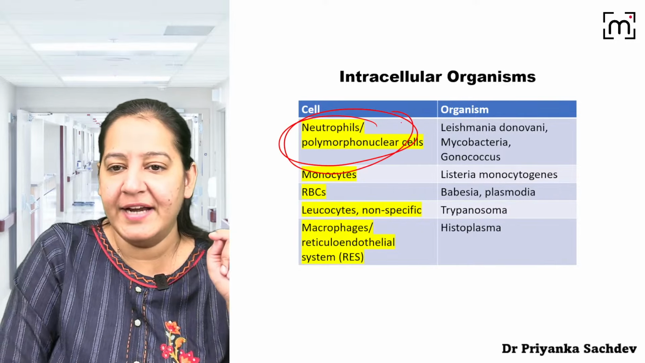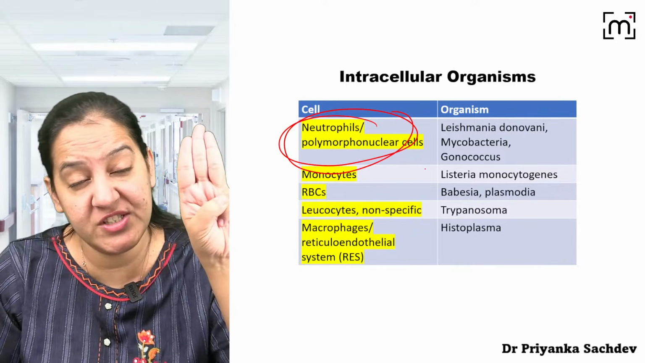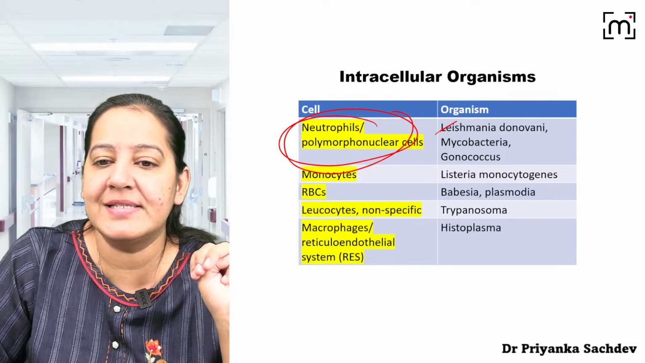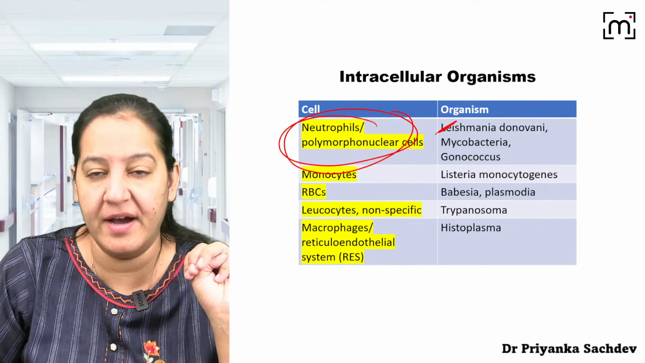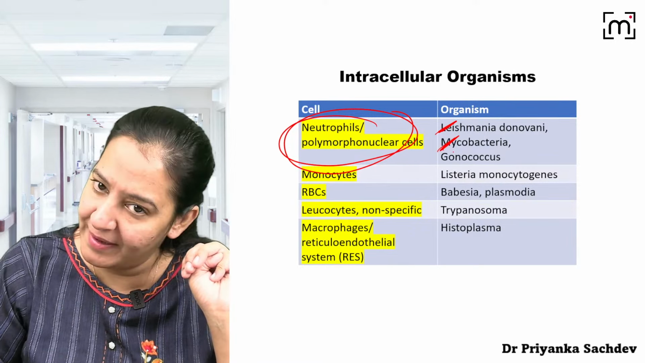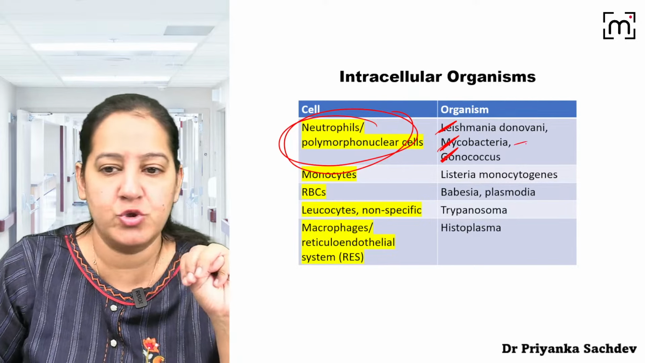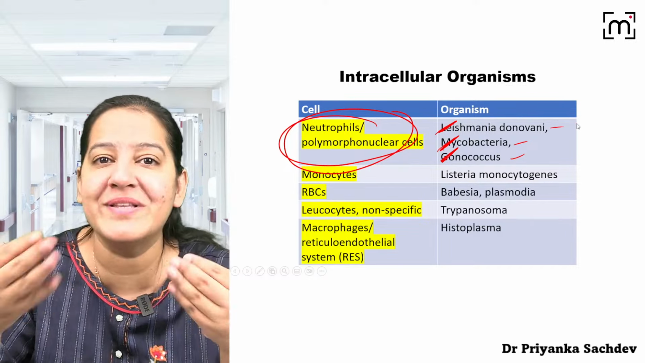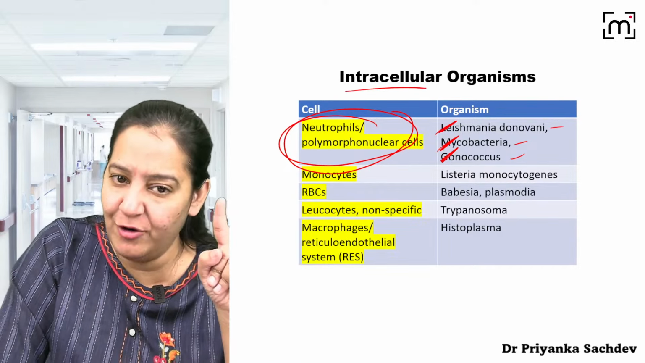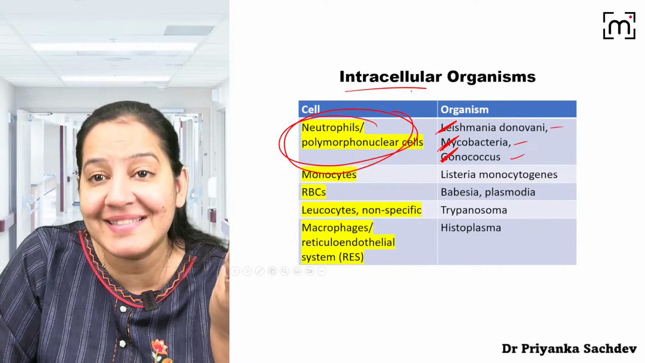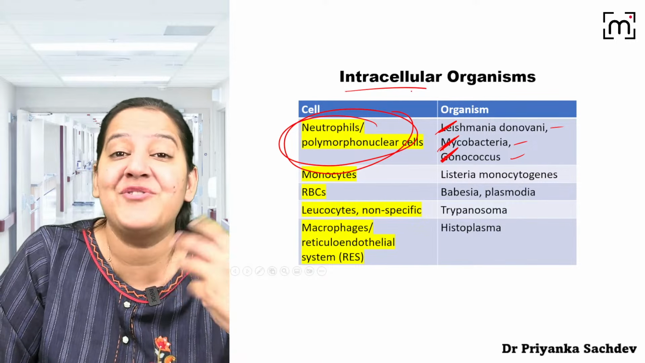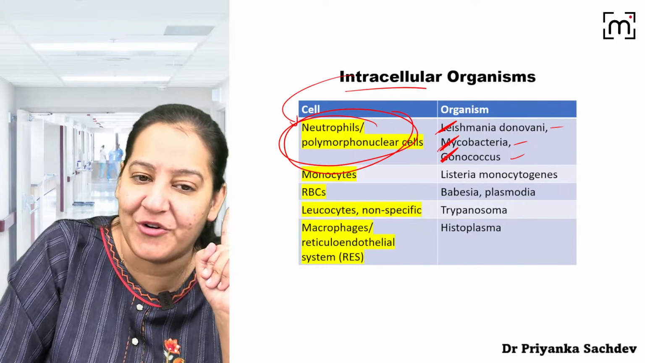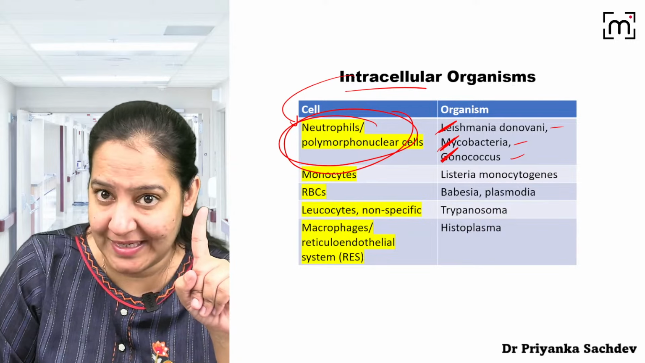Neutrophils. Inside the neutrophil, there are three organisms which reside. One is Leishmania. Leishmania is not a bacteria, it's a parasite. One is Mycobacterium, it's a bacteria, and gonorrhea. So two bacteria and one parasite. They prefer to grow inside neutrophil, right? They are intracellular, but within intracellular, which cell to be specific? It's neutrophil, right? It is one of the WBCs.